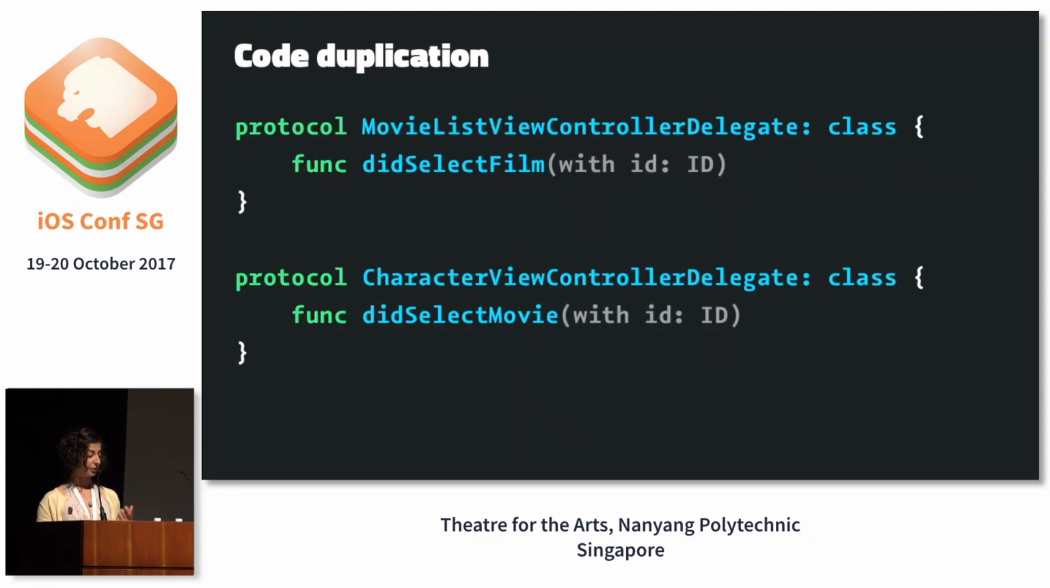So let's use this example to see one of the issues with the delegation pattern. One of the issues is a little bit of code duplication. The movie list view controller has to have a did select film because you can select a film from there. Similarly, the character view controller has to have that too. And maybe that's written by another developer, and that developer called it did select movie. So now we have two delegate methods that go up to our delegate, and they do the same thing.